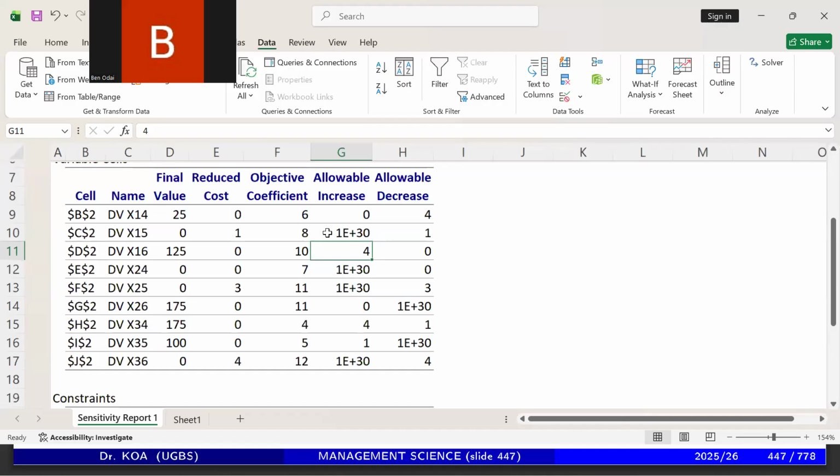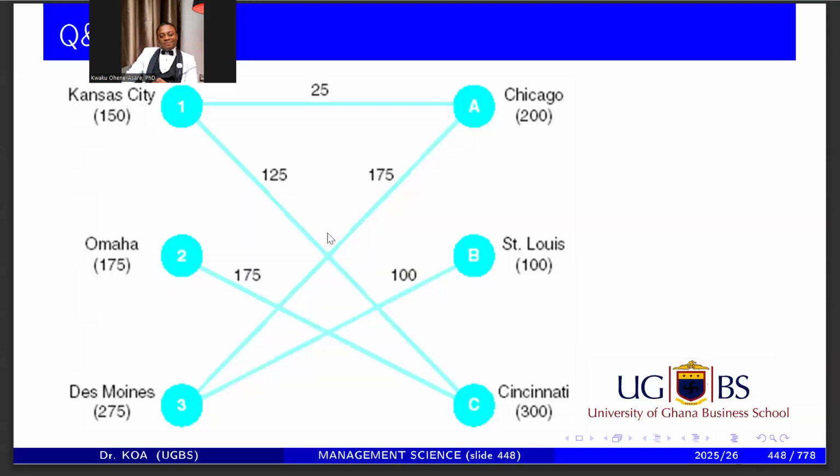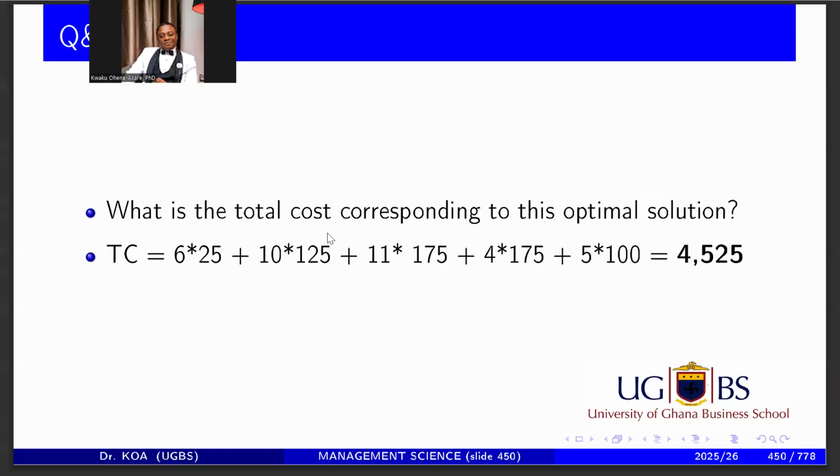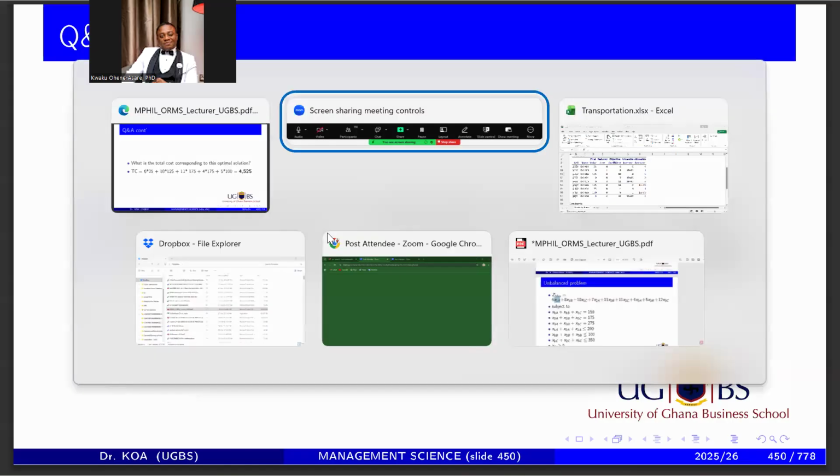Very good. Yes. That's how you execute it. This is exactly how you got to execute it. Now, once you do that and you do that well, you're going to get 4,525. This is it. Okay. Now, there are other questions that I can ask you, or you can be asked.